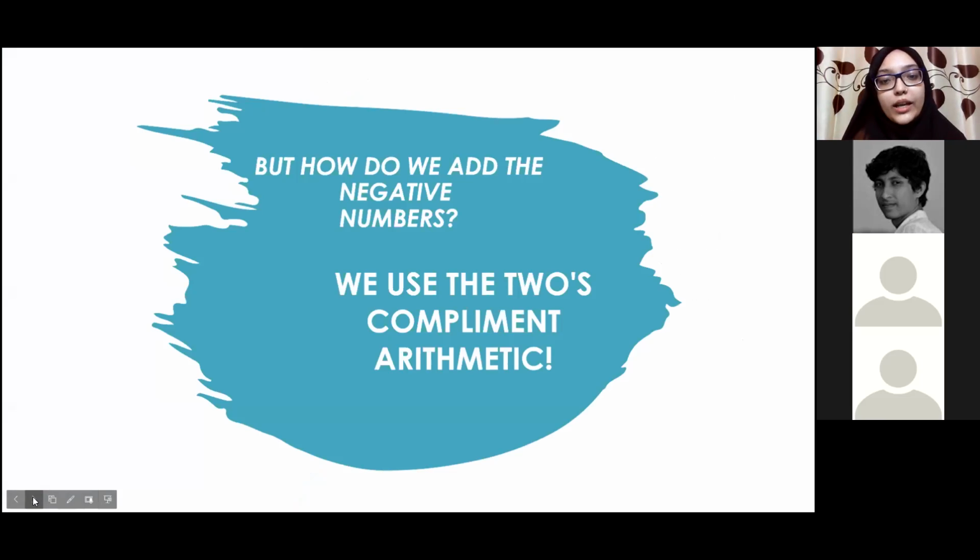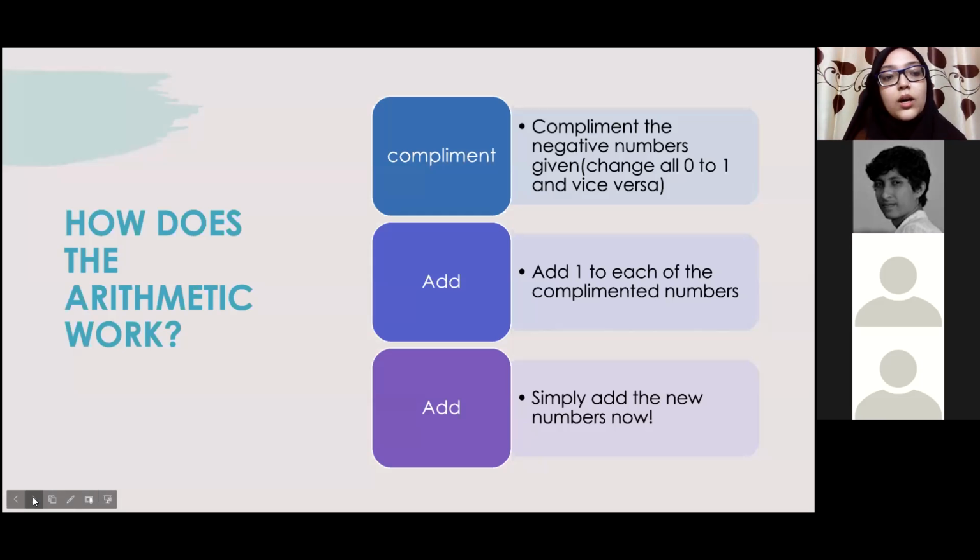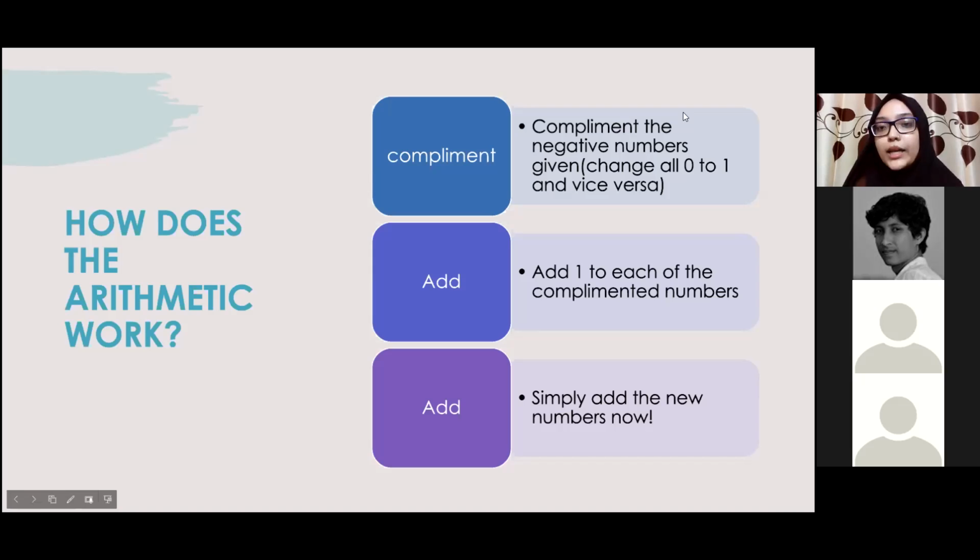So how do we add the negative numbers? We use the 2's complement arithmetic. How does the arithmetic work? We first have to complement the negative numbers that are given. That is, we change all the zeros to 1 and all the ones to zeros, and then we add 1 to each of the complemented numbers. The final is the complement number that we want, and we simply add them now.